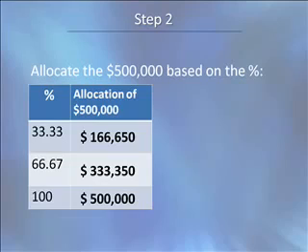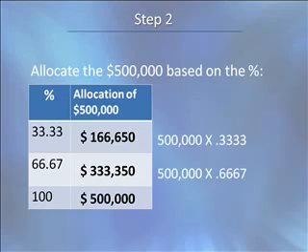Now we need to allocate the $500,000 based on the percentages determined in step 1. Friend A has 1/3, 0.3333, 33.33%. Multiply that by 500,000, and friend A is allocated 166,650. We do the same thing for friend B, the 500,000 times the 2/3, 0.6667, or 66.67%. Round that to 333,350. The total does equal 500,000.